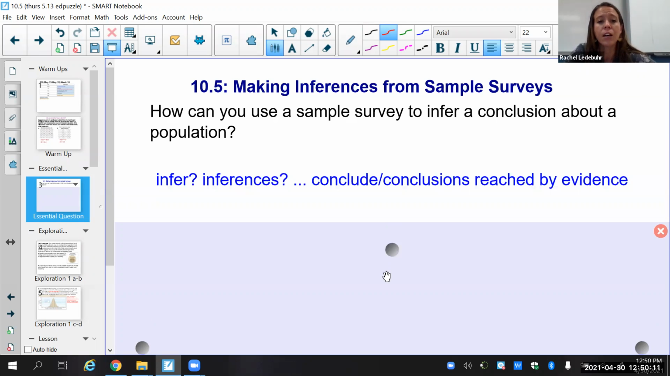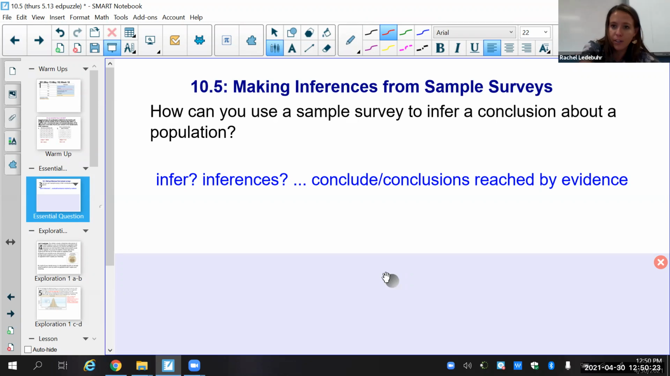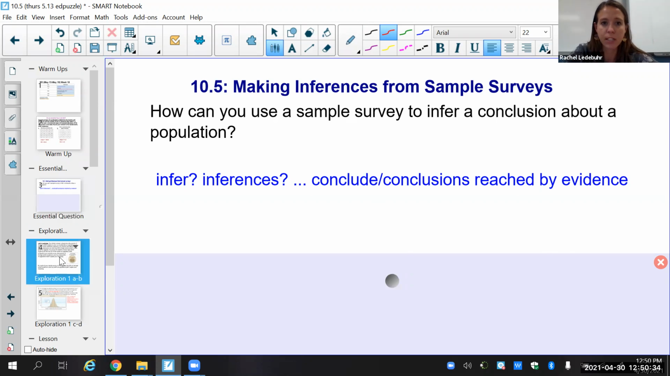To infer something, or make an inference, is just to conclude something backed by evidence. So you have reached a conclusion by some kind of evidence. It's not just a guess. It's not picking an answer out of thin air. It's backed by evidence. All right, so let's dive in a little bit.